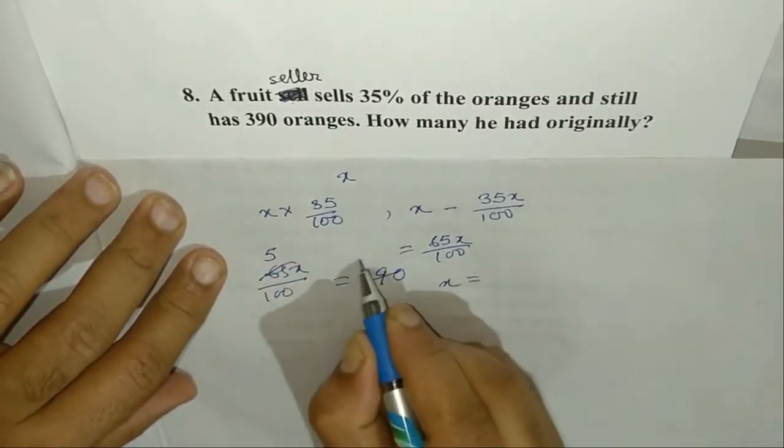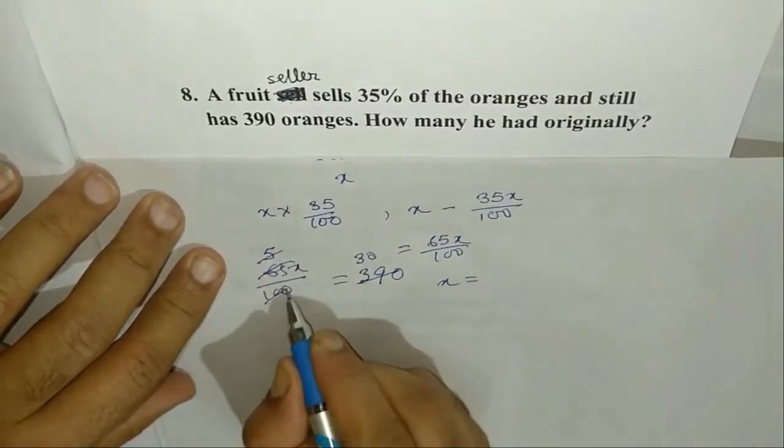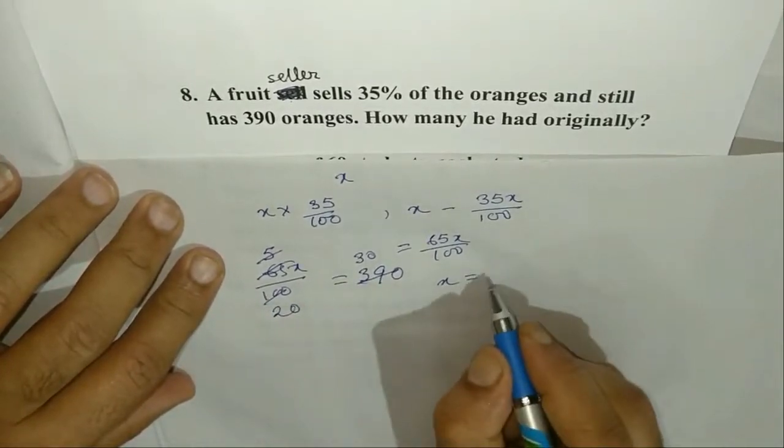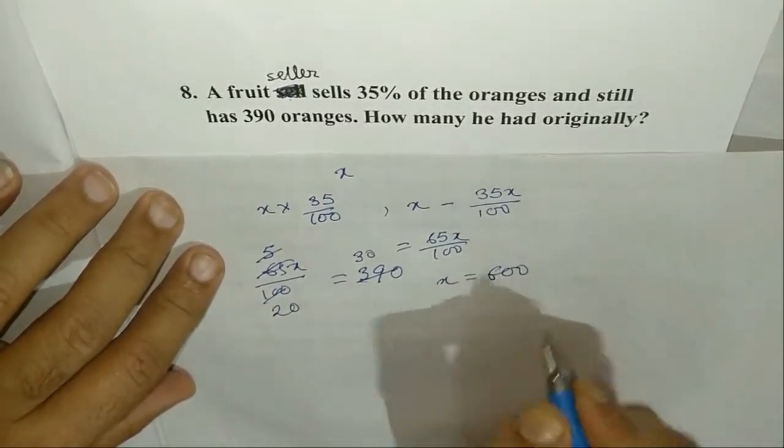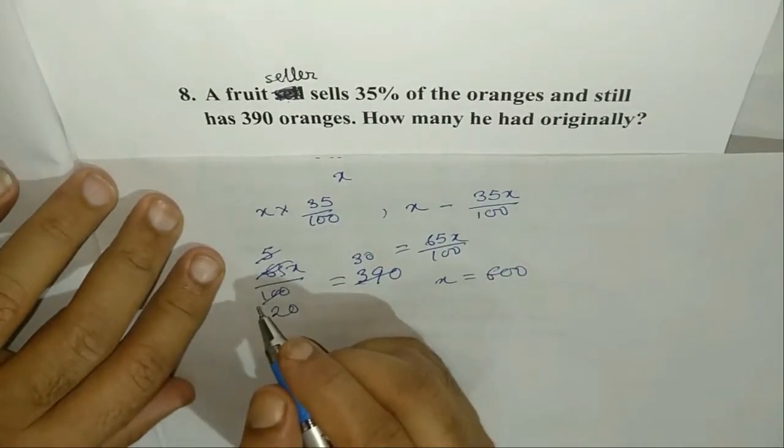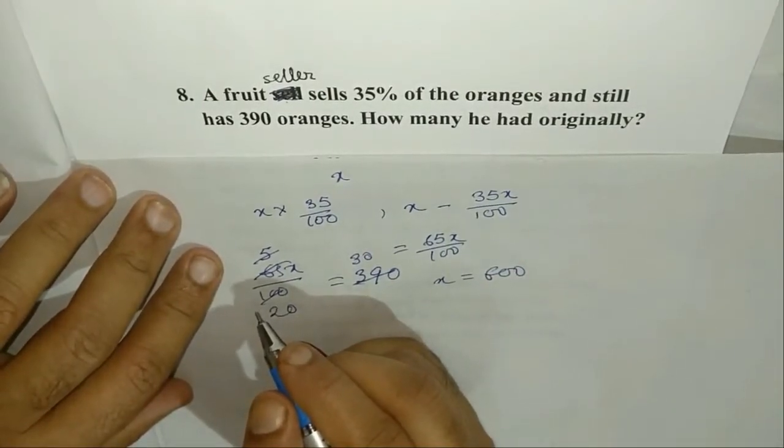If we calculate, we will get x. So we are dividing with 13. So 5 and here we will get 30. 5 and 100 we will get 20. So x is equal to 30 into 20 is equal to 600.